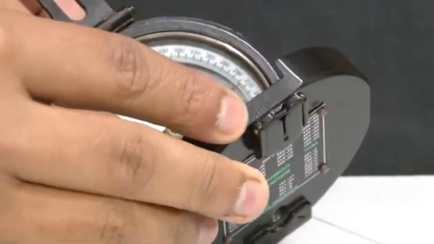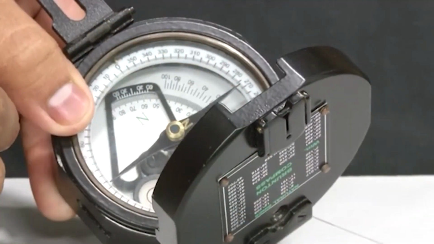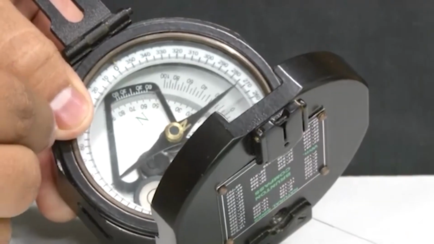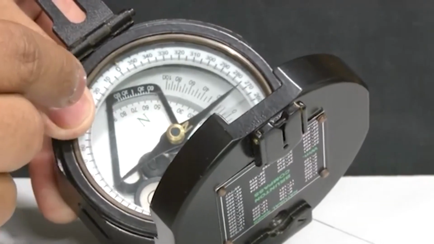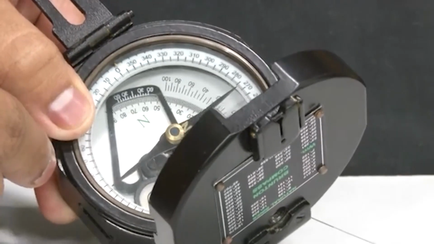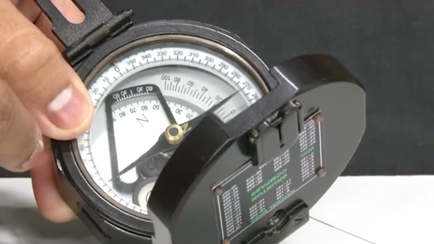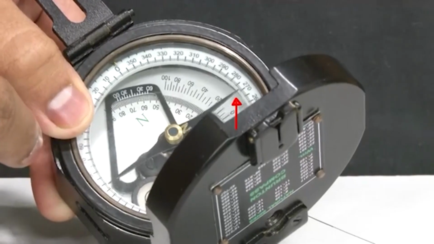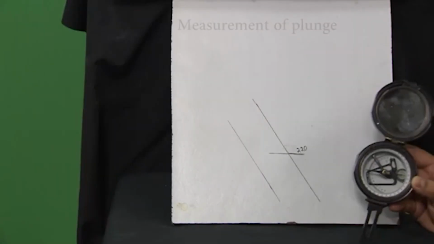Once we achieve this position, we take the reading, which is the value with which the northern end of the magnetic needle points in the 360 degree graduated scale. In our case, the value comes out to be around 270 degrees.